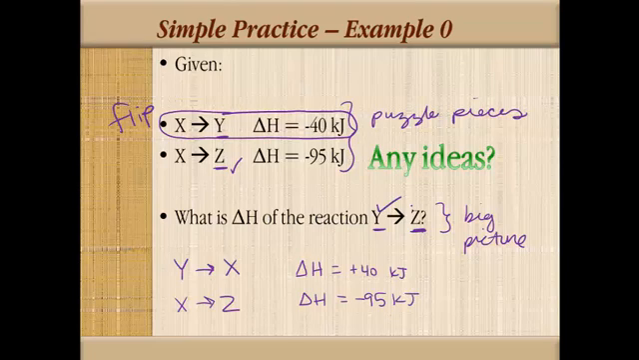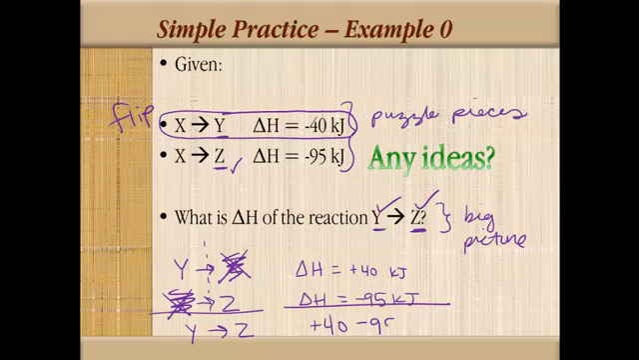So I've rearranged my puzzle pieces to where I think they should add up to give me what I want. So I just do the adding now. Y turns into X and X turns into Z. If I consider the arrows as my dividing line, I cross out anything that was on both sides. So I cross out my X's, and I'm now left with Y turning into Z, and that's what I wanted. I do the same thing to my delta H's, I add them together. So 40 minus 95, my overall delta H is negative 55 kilojoules.